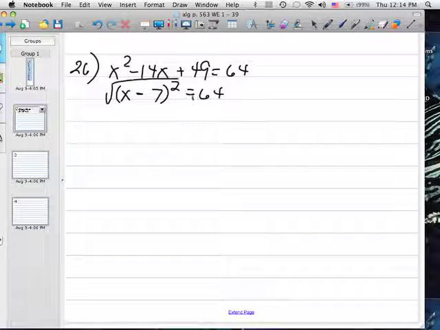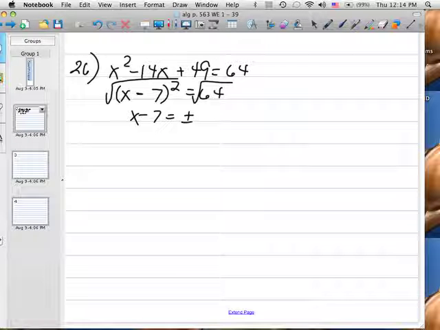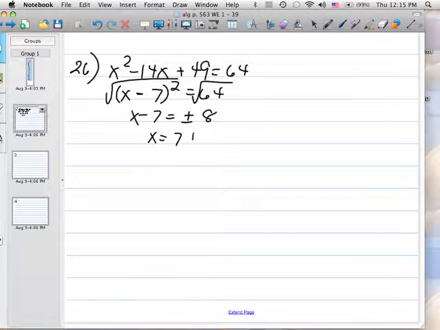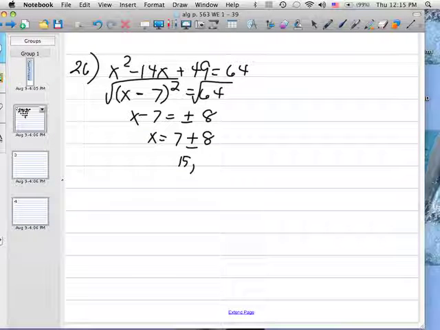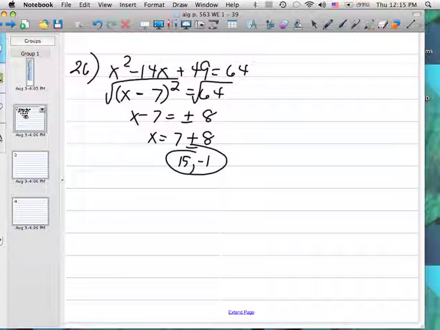Take the square root of both sides. So we get x minus 7 equals plus or minus 8. So x equals 7 plus 8 and 7 minus 8. 7 plus 8 is 15, and 7 minus 8 is negative 1. So our solutions are 15 and negative 1.